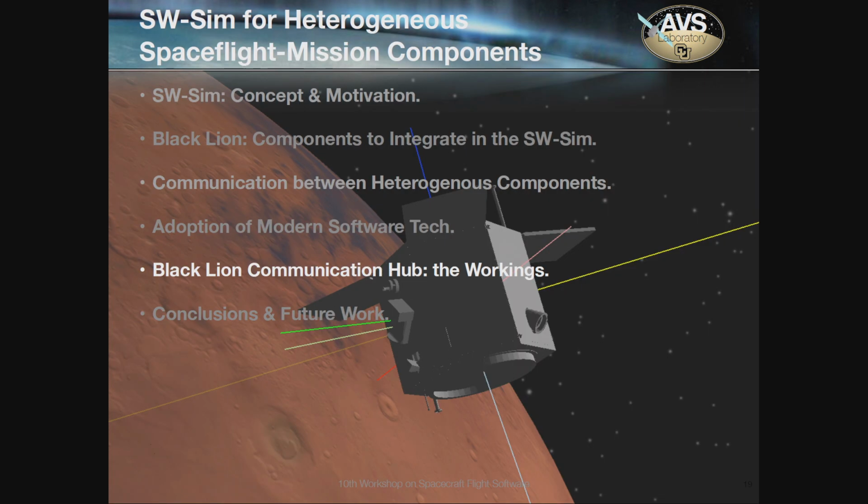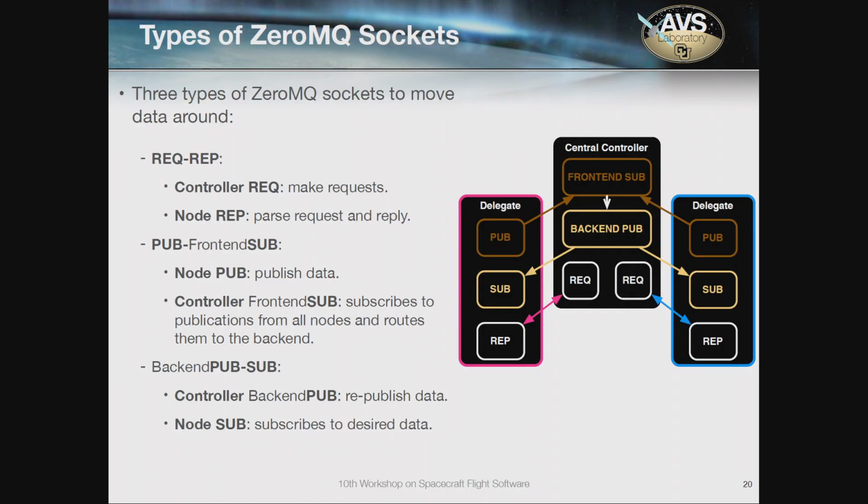All right, so let's now get into the actual workings of the communication hub. A critical part of this communication is sockets and connections, and first, we're going to take a look at sockets. Essentially, we're using three types of ZeroMQ sockets to move data around. The first type of ZeroMQ relation is request-reply. The controller has a REQ socket for each of the nodes that is instantiated in the SoftSim, and it uses the REQ socket to make requests, right? And each of the nodes has a REP socket that receives and parses the request, does something about it, and then replies back saying, hey controller, I'm done with your request.